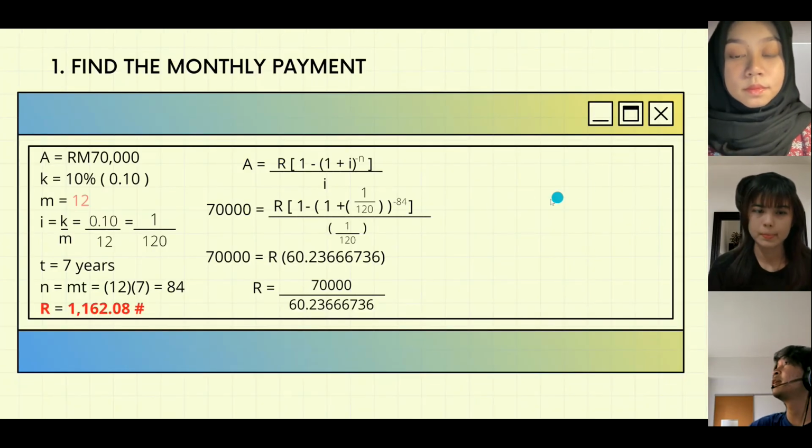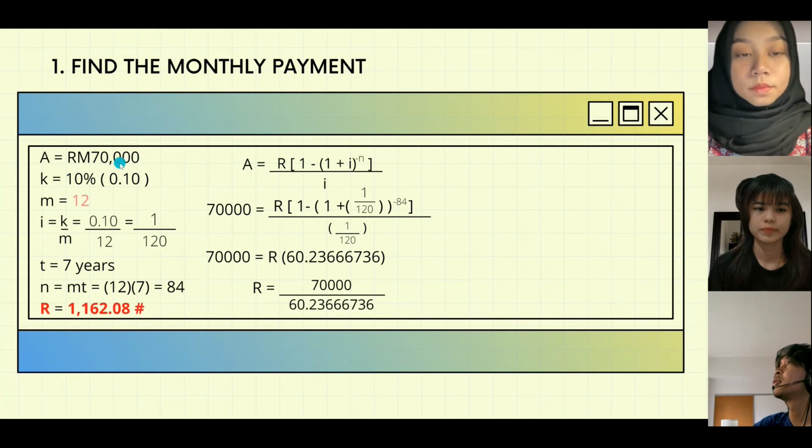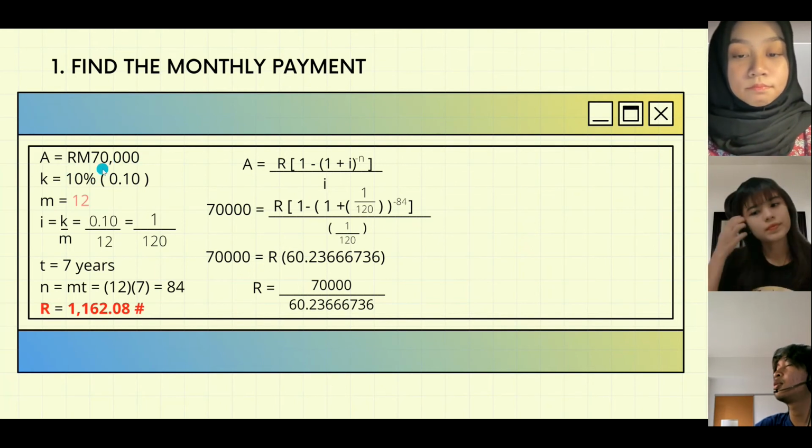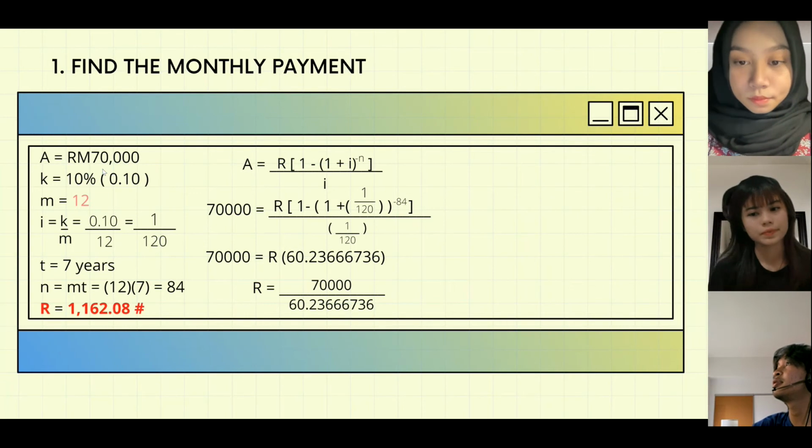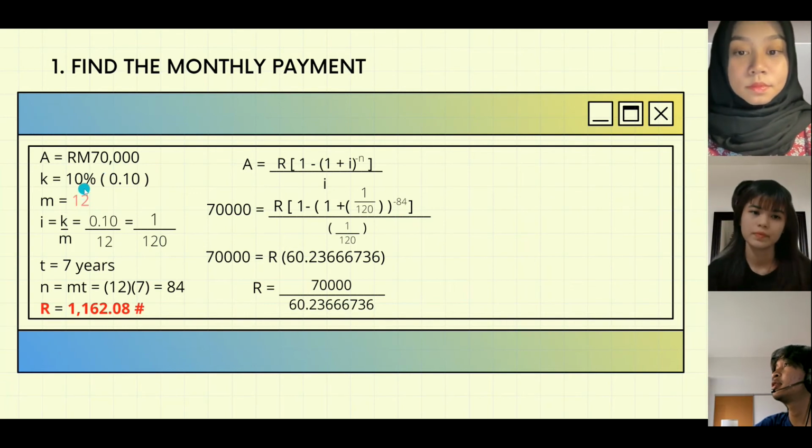So find the monthly payment. So we see here from the data, she makes a loan for 70,000 and the interest rate is 10%.